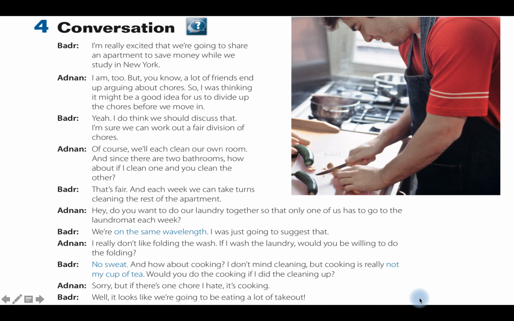Hey, do you want to do our laundry together so that only one of us has to go to the laundromat each week? We're on the same wavelength. I was just going to suggest that. I really don't like folding the wash. If I wash the laundry, would you be willing to do the folding? No sweat. And how about cooking? I don't mind cleaning, but cooking is really not my cup of tea. Would you do the cooking if I did the cleaning up? Sorry, but if there's one chore I hate, it's cooking. Well, it looks like we're going to be eating a lot of takeout.